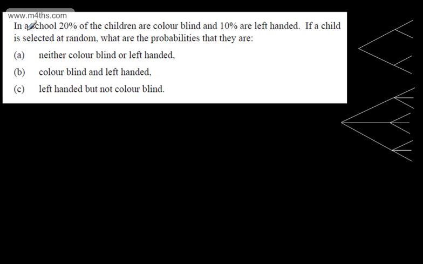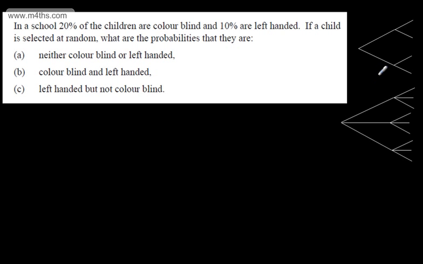So let's answer some questions. Let's go ahead and look at these. So it says, in a school, 20% of the children are colourblind and 10% are left-handed. If a child is selected at random, what are the probabilities that they are A, B and C?